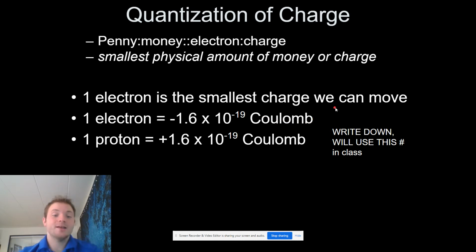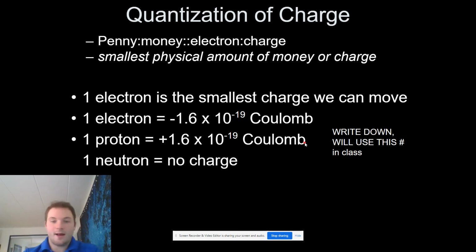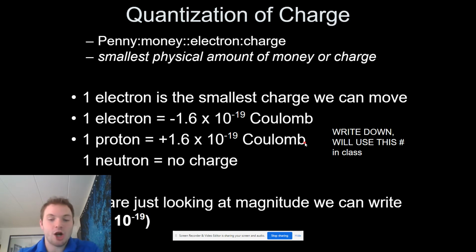One proton is 1.6 times 10 to the negative 19th coulombs, but positive. So it's a little interesting. A proton and an electron, sometimes we use +1, -1. That shows they're the same charge but opposite. But if you wanted to know the actual amount, it's this amount in coulombs. One neutron has no charge. All right.